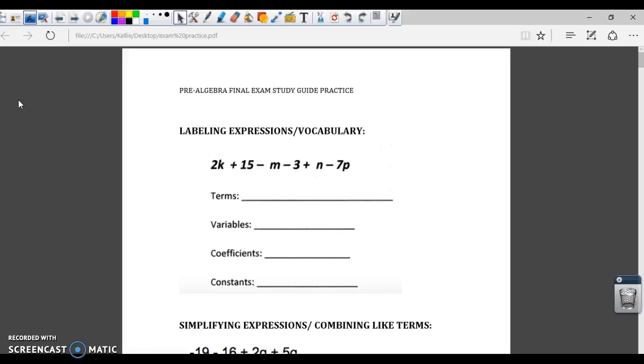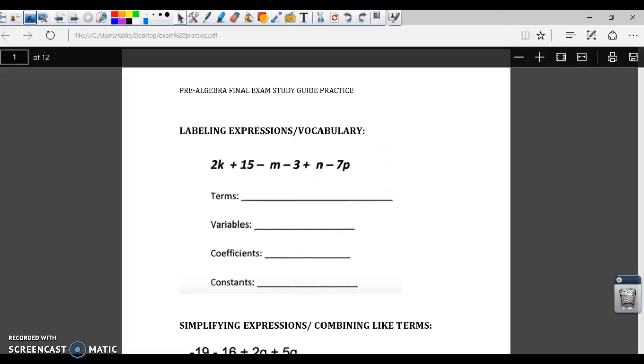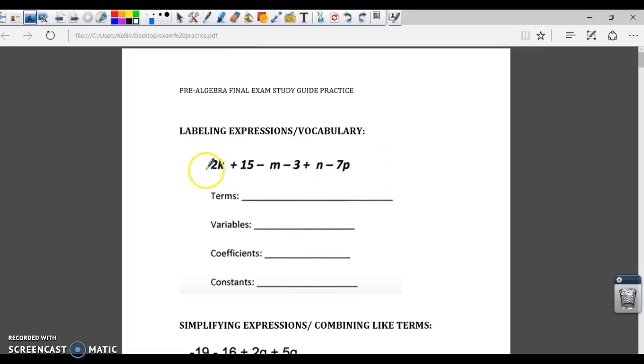So, I'm going to go through each problem. You do not have to do each problem, but I'm going to go through each problem just for your benefit. So with the first one, you're going to have one problem on your exam that looks sort of like this, and you have to label the expression. The first thing that you're going to label are the terms. Which ones of these are the terms, or how many terms do we have?